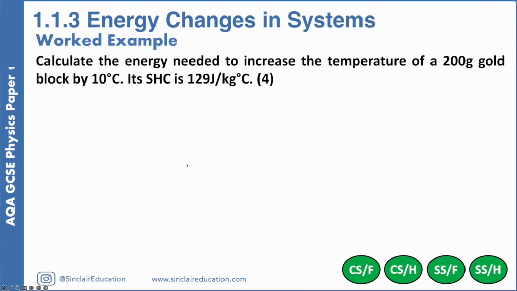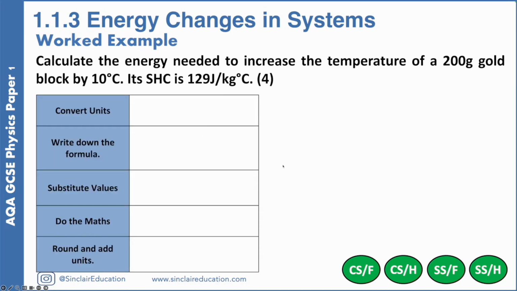So if we have a look, we're asked to calculate the energy needed to increase the temperature of 200 grams of gold by 10 degrees. Just be aware that maybe they might say from 0 to 10. So you need to find your temperature change. And we're given the specific heat capacity. The process is exactly the same.